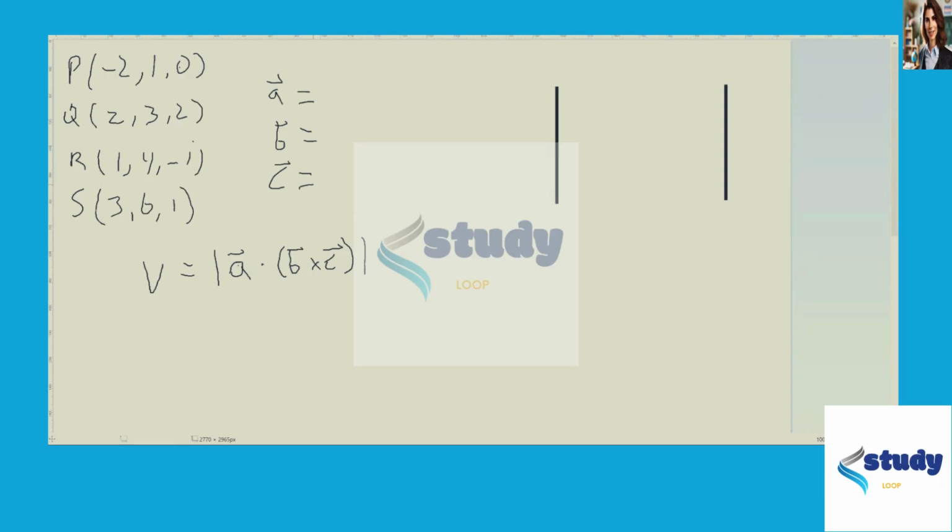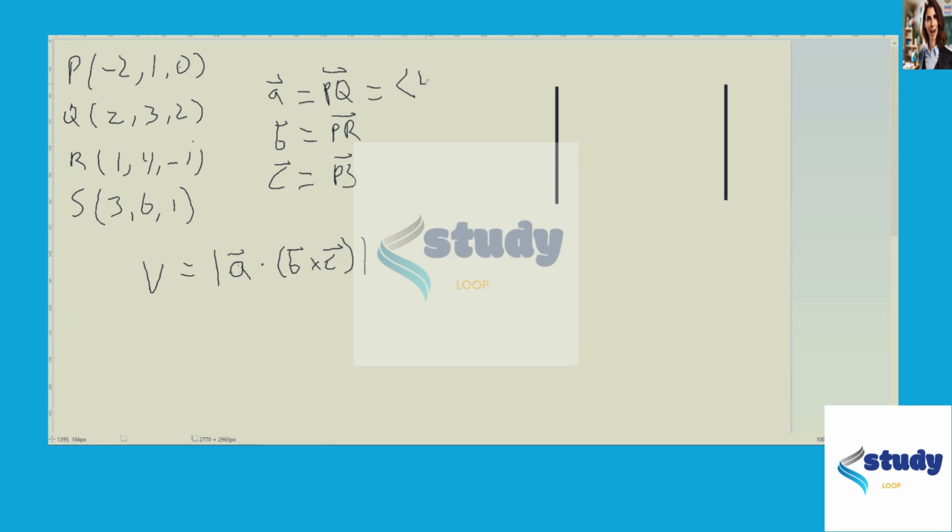Welcome back to another cross product problem where we're trying to find the volume of a parallelepiped that has adjacent points P, Q, R, and S, where we can calculate three vectors used for our triple product calculation as PQ, PR, and PS. So then PQ is just Q minus P.